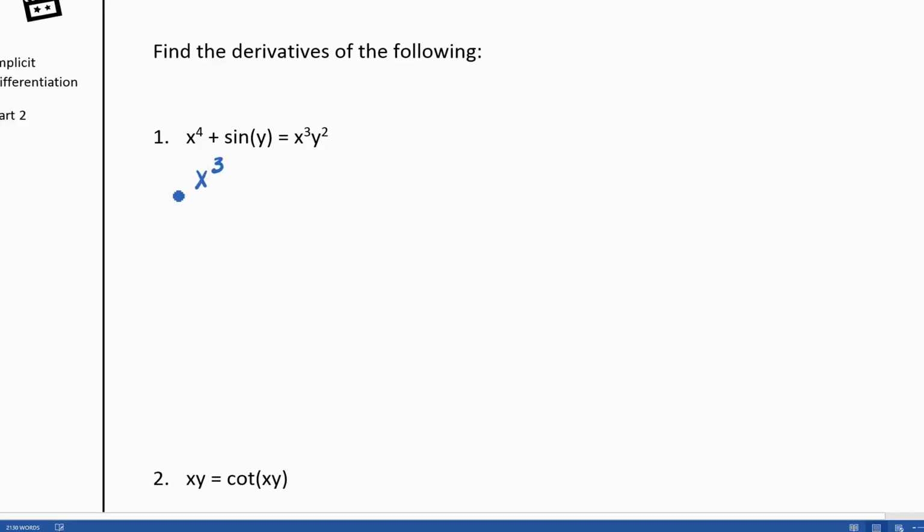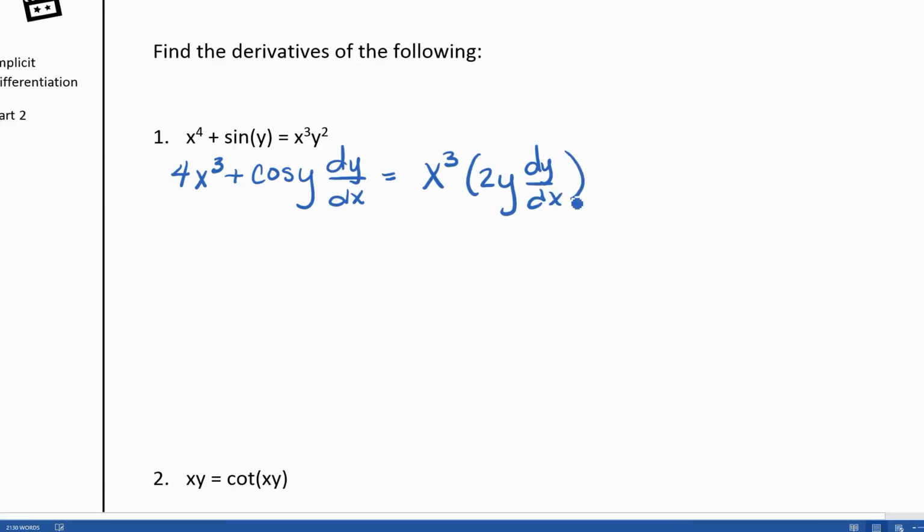And then the derivative of sine of y will be cosine of y, and then we need to multiply by dy/dx. And then on the right-hand side, we're going to have to do the product rule because we have x cubed times y squared. So we leave x cubed alone, and we take the derivative of y squared, which will be 2y dy/dx, plus then we take the derivative of x cubed, which is 3x squared, and leave the y squared alone.